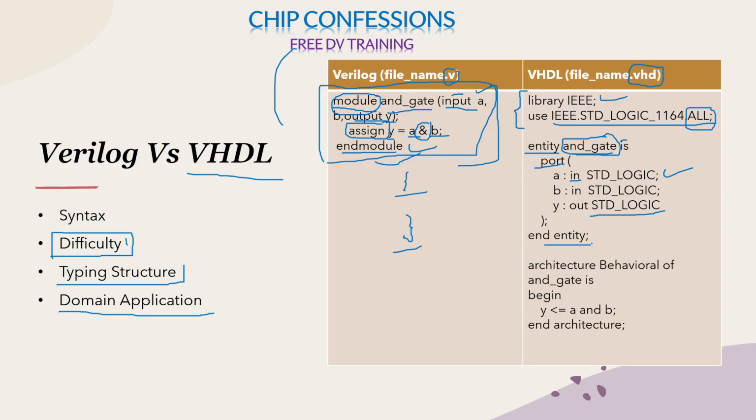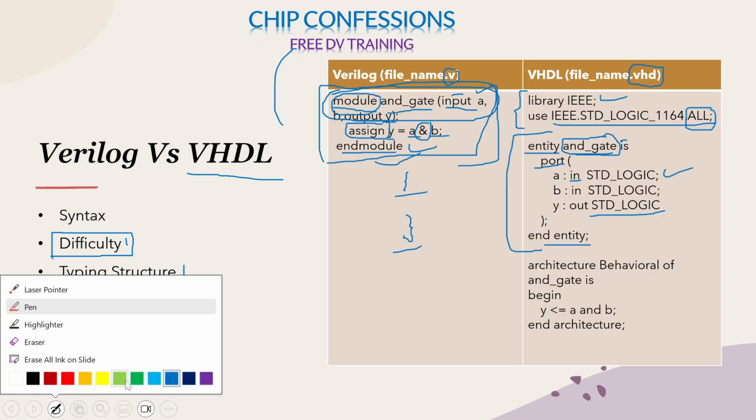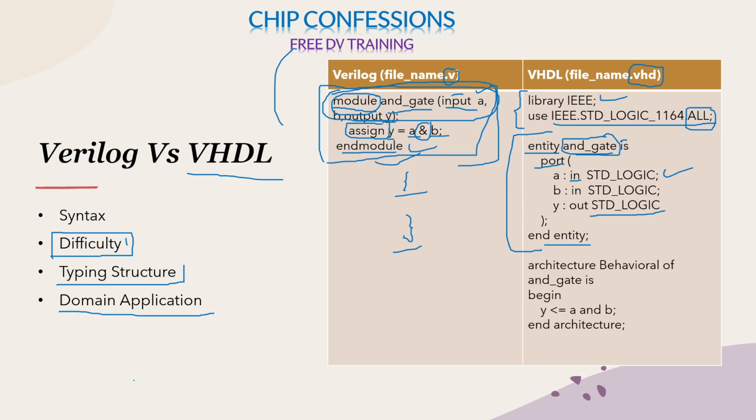But this is how you are just declaring the port. Means we are at this level. I'll take some another color, I'll take green. Okay, we are still at this level.